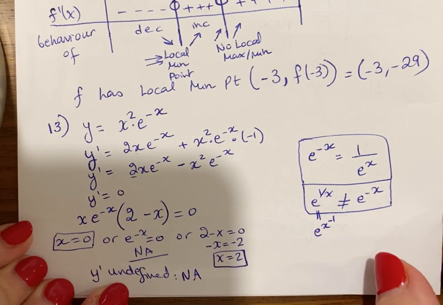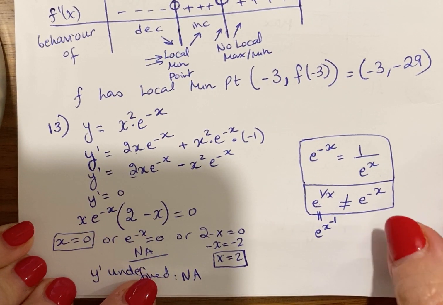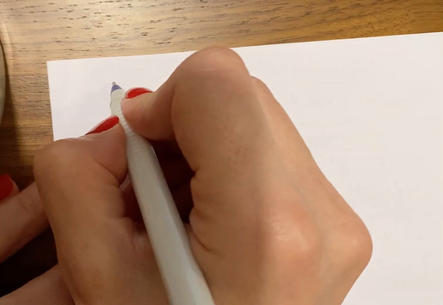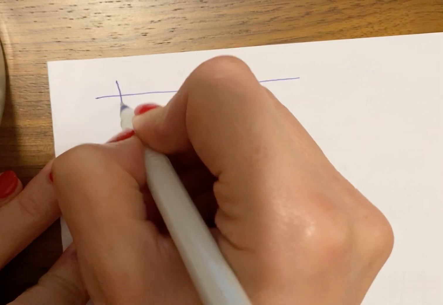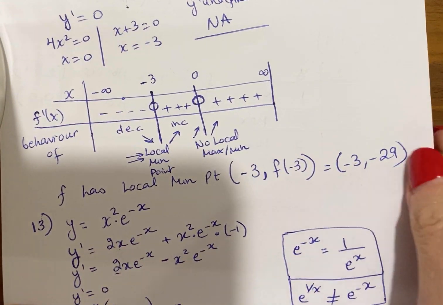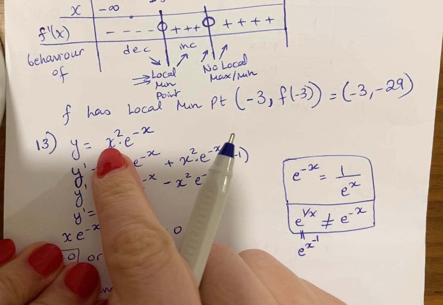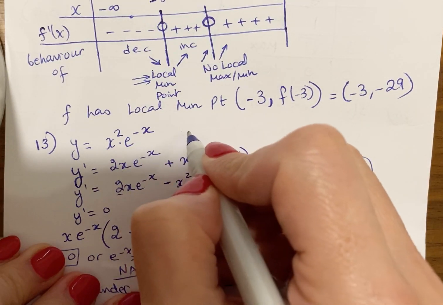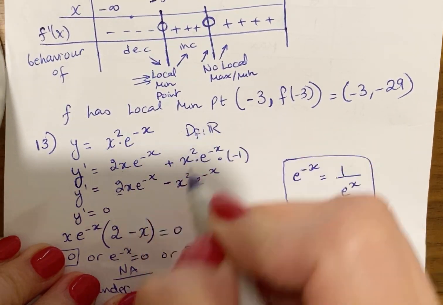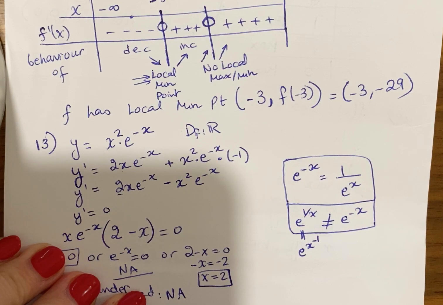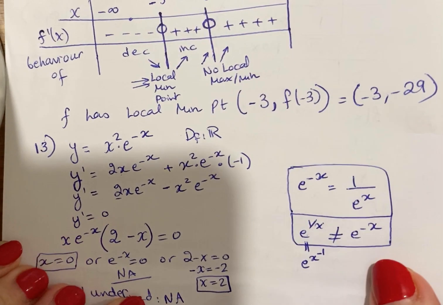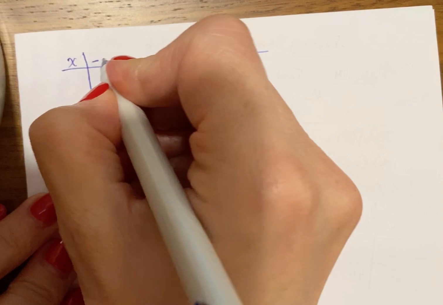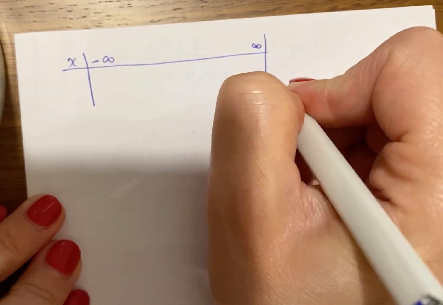And now that we have this, how do we get our table of variation? So let's do a table of variation. So x, what is the domain of this function? The domain of x squared is all real numbers. The domain of any exponential is all real numbers as well. So the domain is all real numbers, and we write here from minus infinity to infinity.